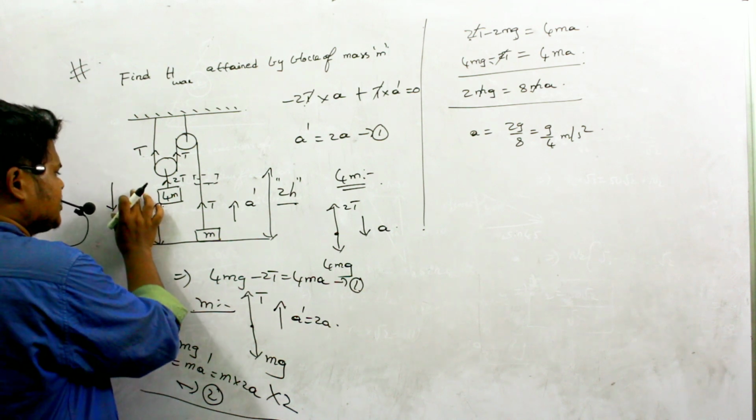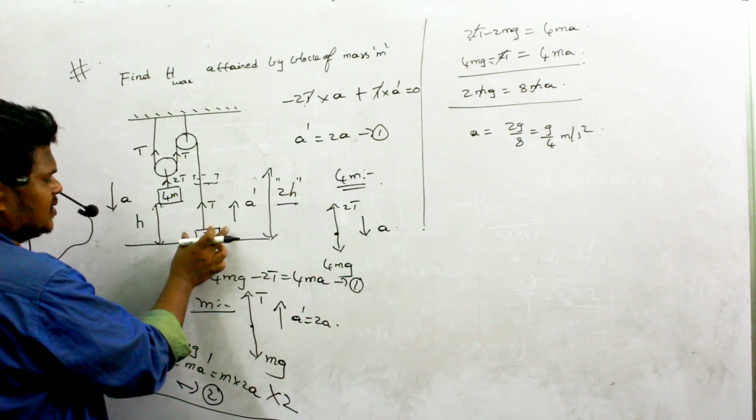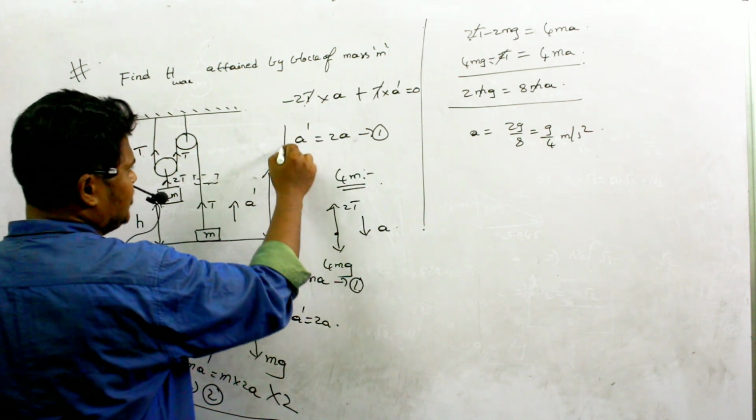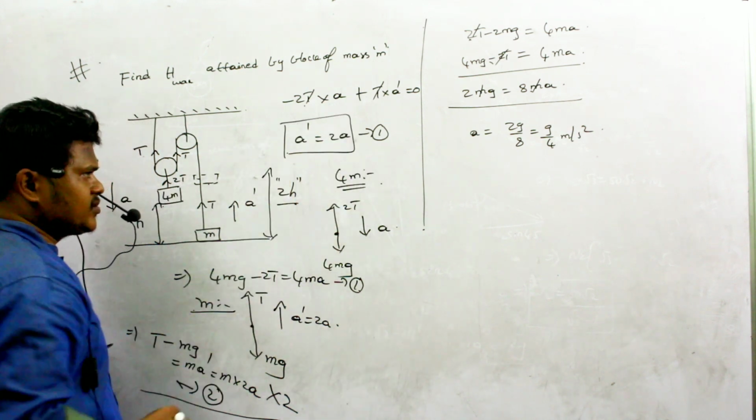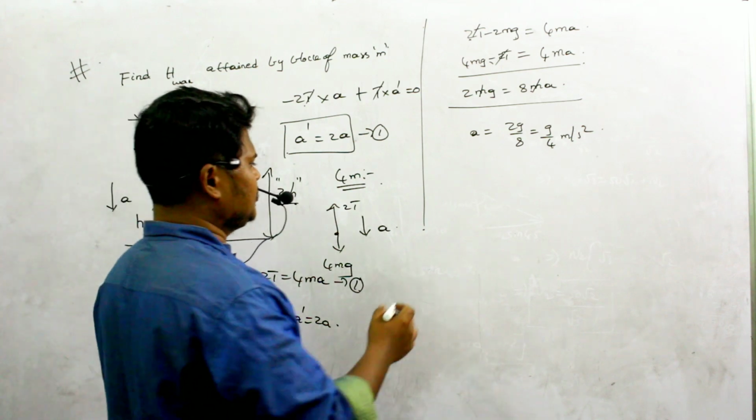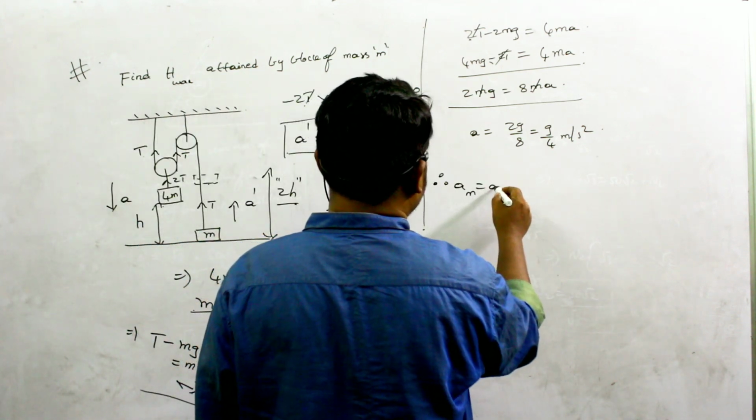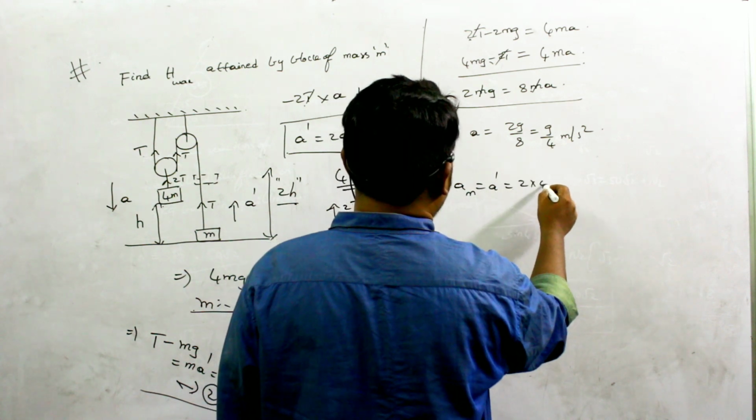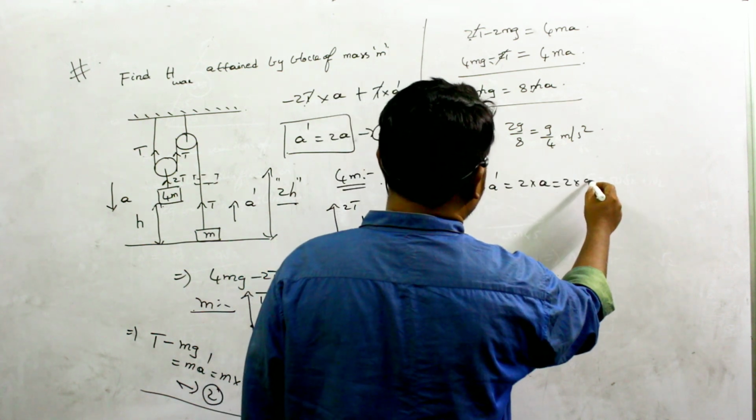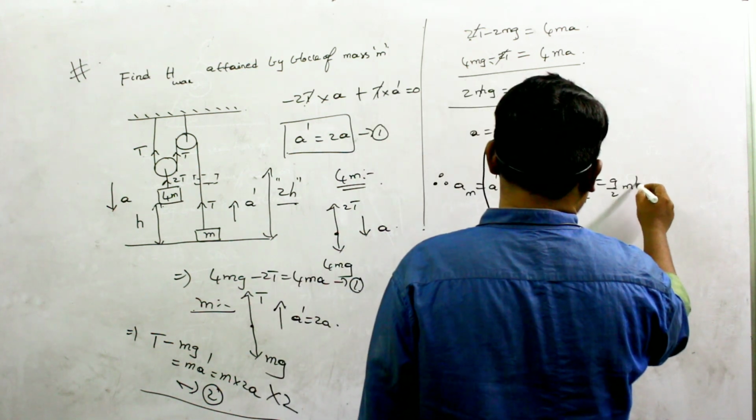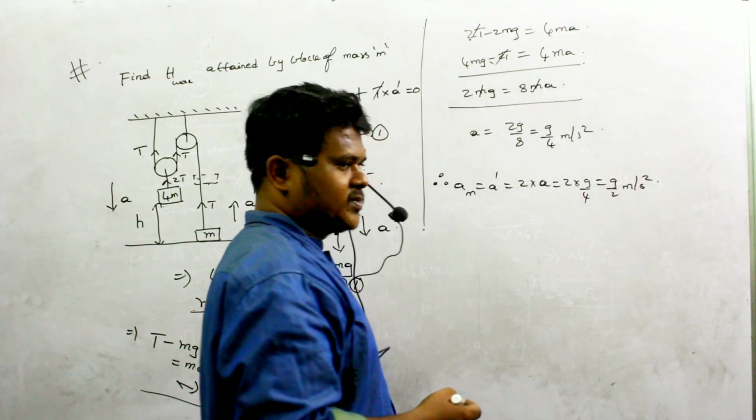Now if the acceleration of this block is g by 4, then the acceleration of this one should be 2 times this one. That is the constraint relation we got, A dash is equal to 2A. So the acceleration of block m, that is A dash, is equal to 2 into g by 4, which is g by 2 meters per second square.